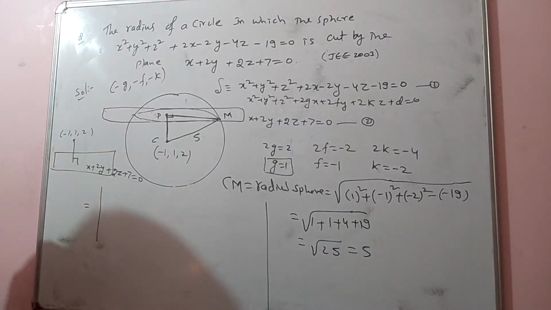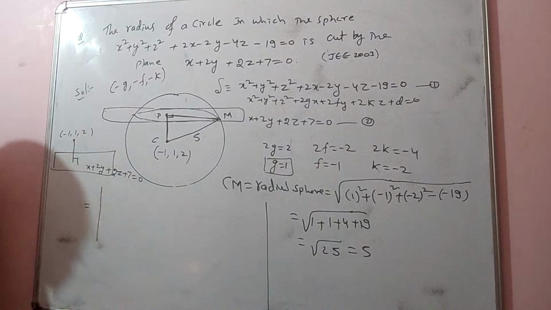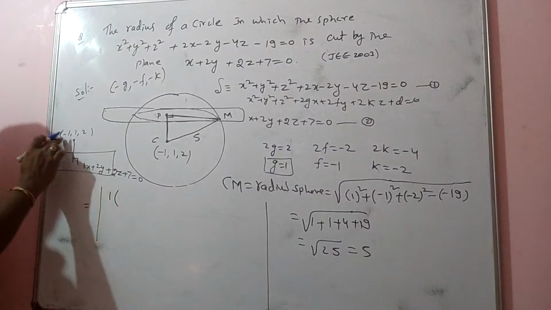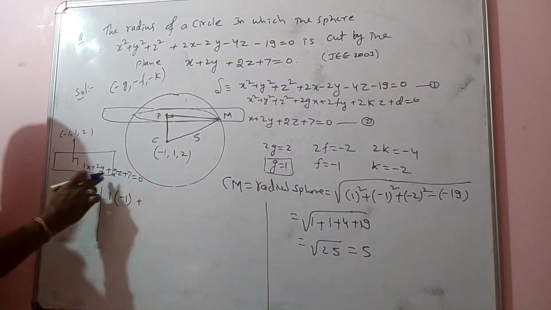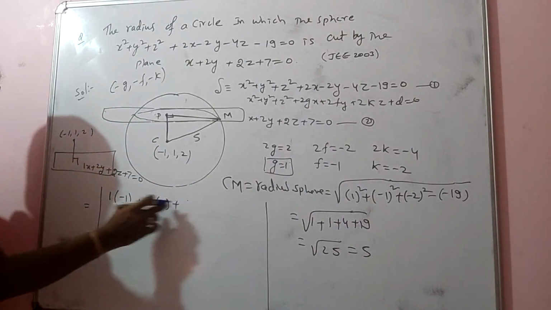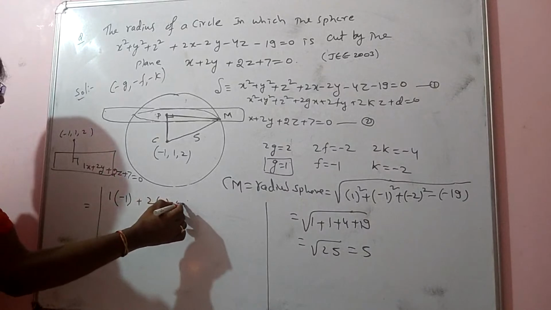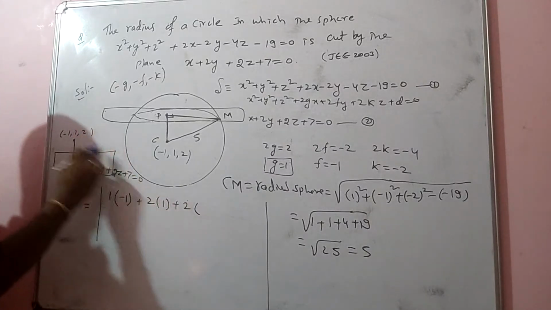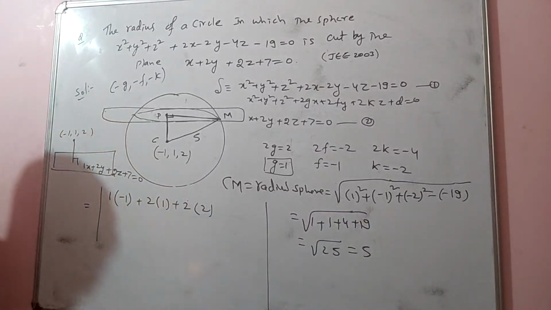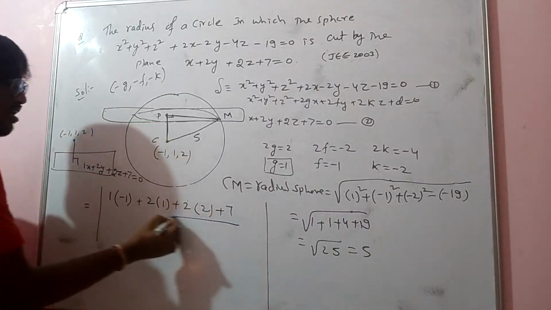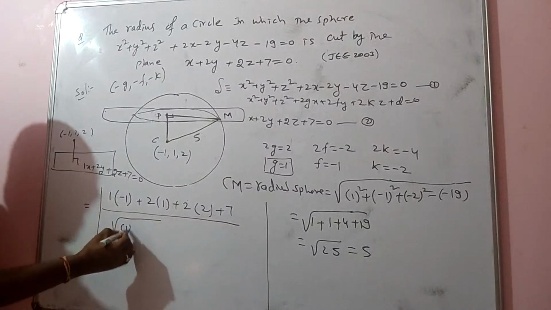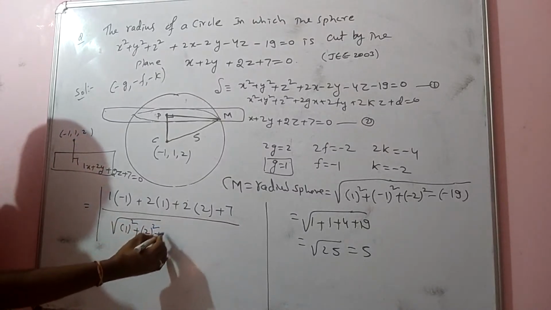Everyone knows this formula. What is the distance formula? ax1 plus by1 plus cz1 plus d. So if you compare this, ax1 is minus 1, by1 is 1, cz1 is 2, z1 is 2, and d is 7, upon square root of a square, that is 1 square, b square, that is 2 square, c square, that is 2 square.